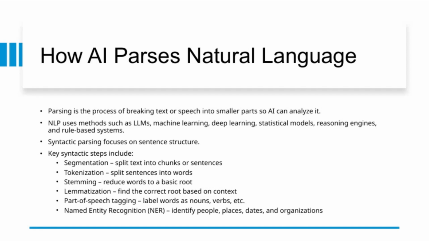Parsing is how we break down text or speech into smaller pieces, so AI can make sense of it. Natural language processing, or NLP, uses a mix of techniques, large language models, machine learning, deep learning, and more. When we talk about syntactic parsing, we're focusing on sentence structure. This involves several key steps, splitting text into chunks or sentences, breaking sentences into words, reducing words to their roots, and labeling each word's role, like noun or verb. We also identify names of people, places, and dates. This is how AI reads language.